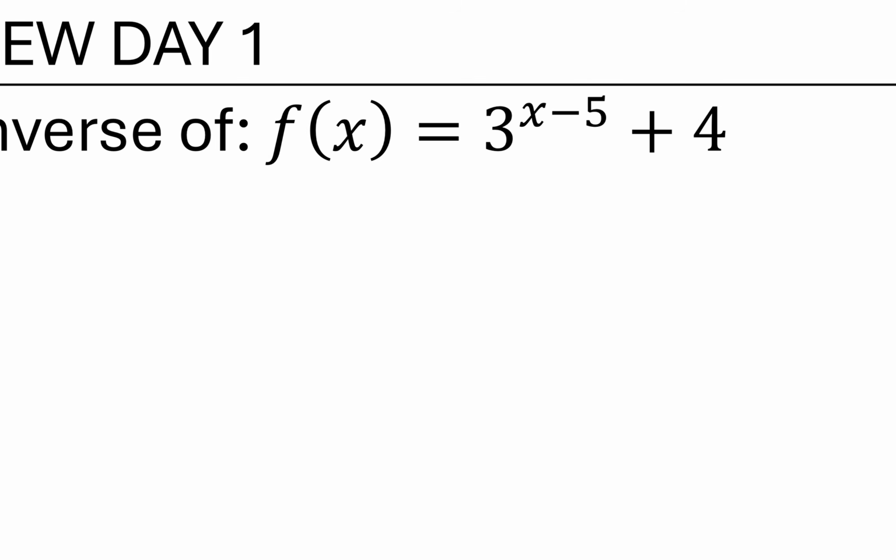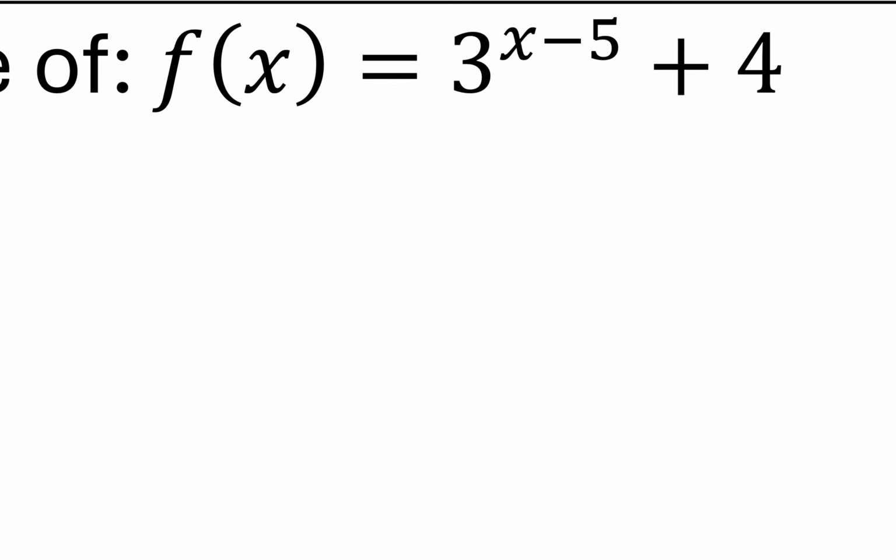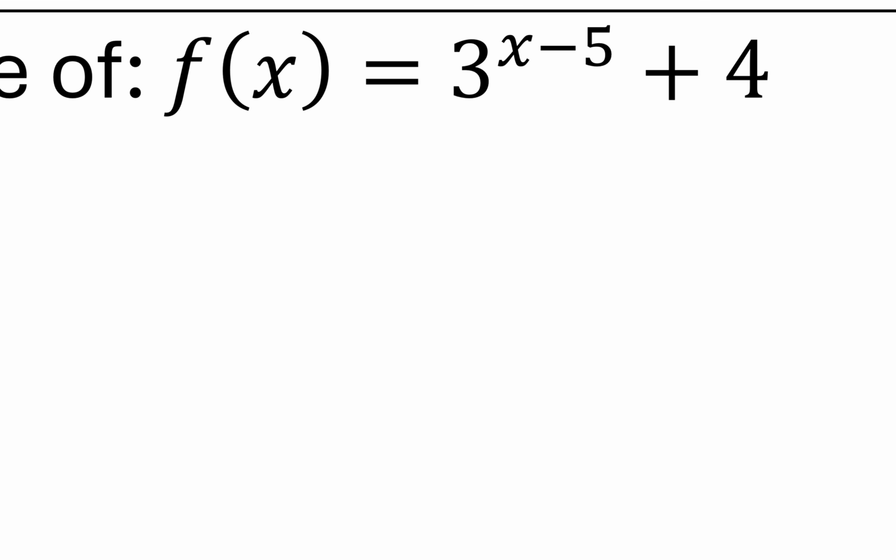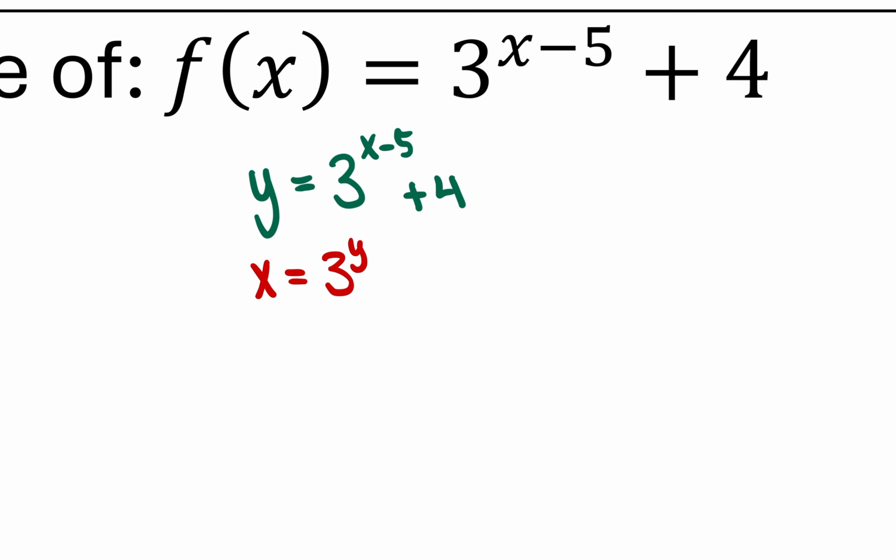Moving on to the next question, we have to find the inverse of the following exponential function. My first step is to rewrite f of x to be y. So we have y equals 3 to the power of (x minus 5) plus 4. My next step is to then switch x and y. So I have x equals 3 to the power of (y minus 5) plus 4.